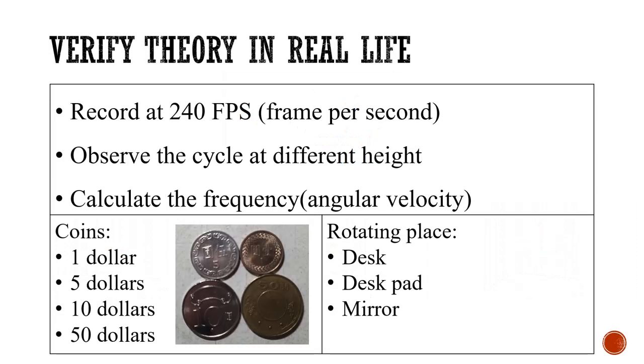So we first record the spinning of the disk at 240 frames per second, and by that we can observe the cycle at different heights of the coin, like 1/3 of the height, half of the height, 2/3 of the height, and we can calculate the frequency and get the angular velocity. We have 4 different coins, which means 4 different disks, and 3 different rotating platforms.